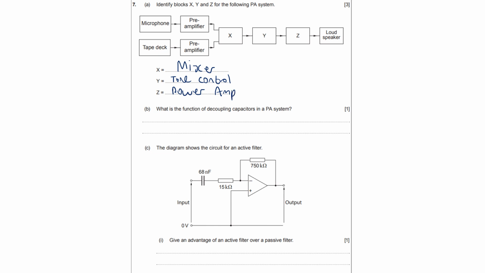Okay. What is a function of decoupling? Basically, they will only allow AC through. They will block DC. So block DC signals.